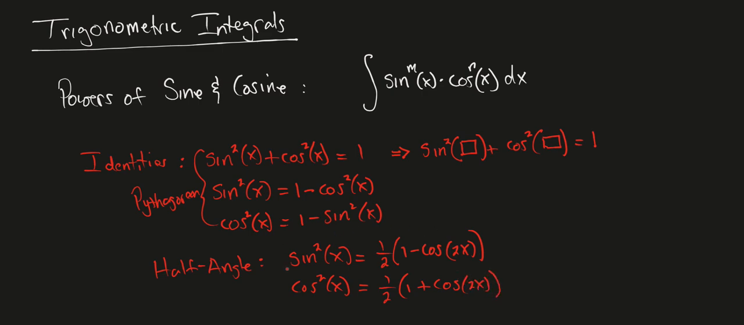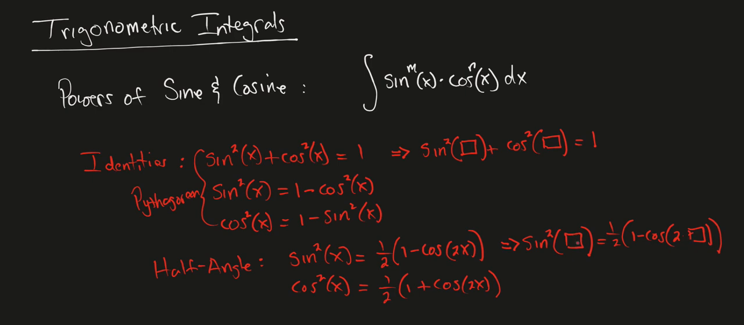Now again, these are just the basic forms of these identities. These also can be generalized in a similar manner. So for instance, here is the more general form of this half angle identity for sine squared. If you have the sine squared of something, that's the same as 1/2 of 1 minus cosine of 2 times that something.